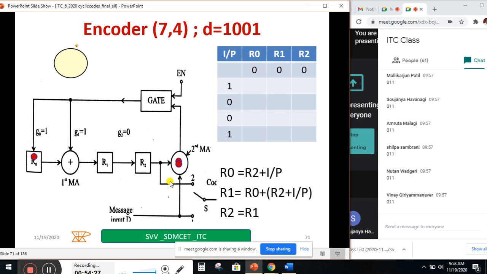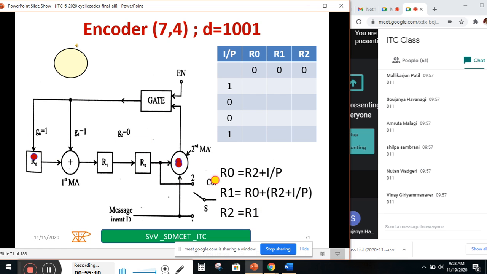Observe this. I am using the equations. R0 equal to R2 plus input. This I simulated just now. R0 equal to R2 plus input, and this will go to R0. So this is the equation I am writing for R0. Similarly, R1 equal to what? R0, this is the same feedback what I am getting, plus previous R0. And R2 equal to what? R1. So these three equations, all of you copy down and try to understand.